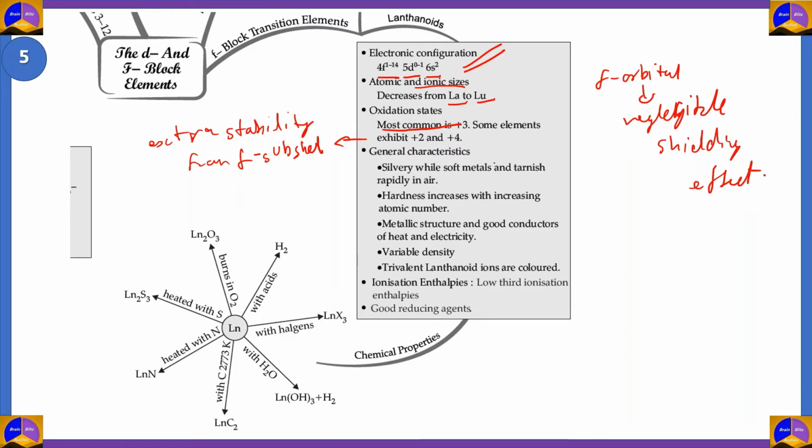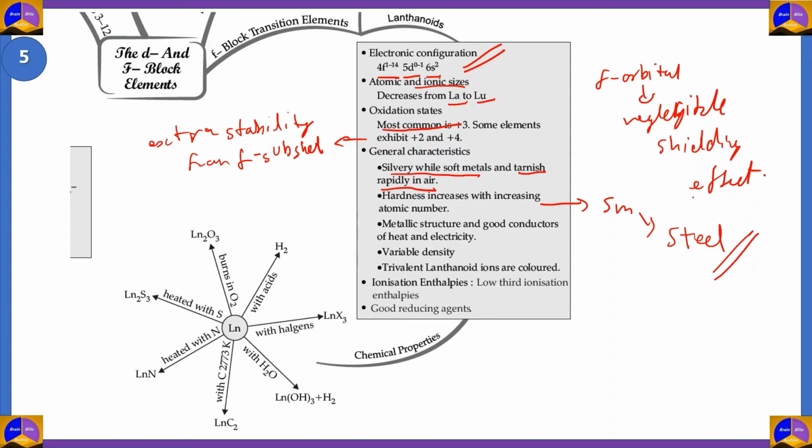When we're talking about general characteristics, these lanthanoids are generally silvery white soft metals. So their color is mostly silver, and they can tarnish rapidly in air. They are pretty corrosive. Hardness increases with increasing atomic number. So the hardness of these lanthanoids is appreciable, and as the atomic number increases, you can find an increase in hardness. Hardness is so strong that samarium, an element of this group, has hardness similar to steel. So it's as hard as steel.